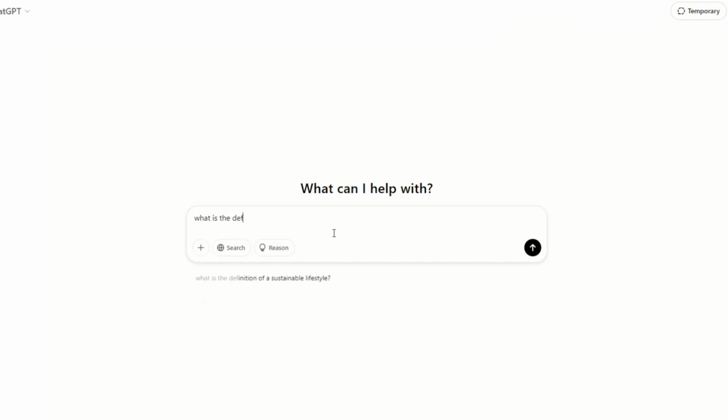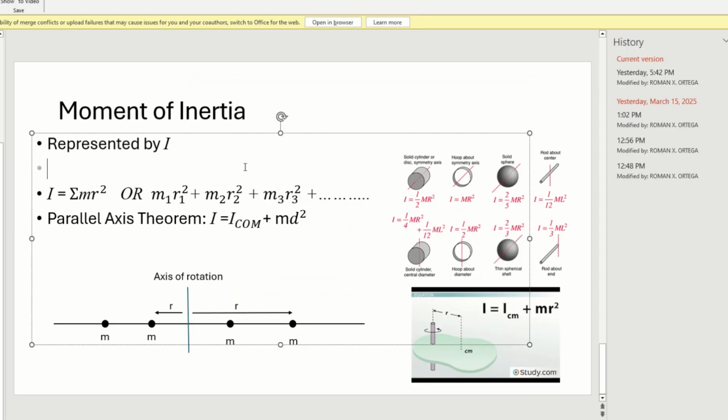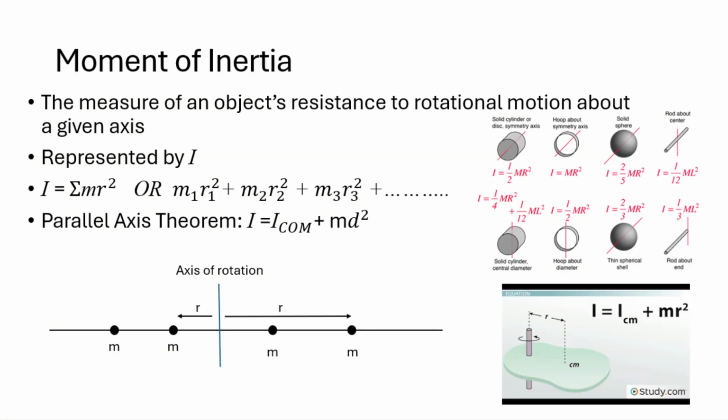The last concept is moment of inertia, which is described as the measure of an object's resistance to rotational motion about a given axis. It's represented by the letter I, and when talking about discrete point masses, such as the example below, the moment of inertia is equal to the sum of the masses times their distance from the axis of rotation squared. However, when talking about continuous masses, the moment of inertia takes on a different form, which is the integral of r squared with respect to dm, where r either represents the radius of the given mass or the length.